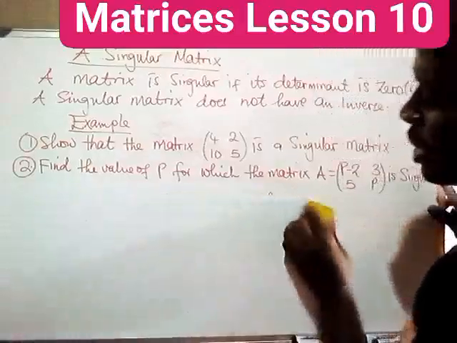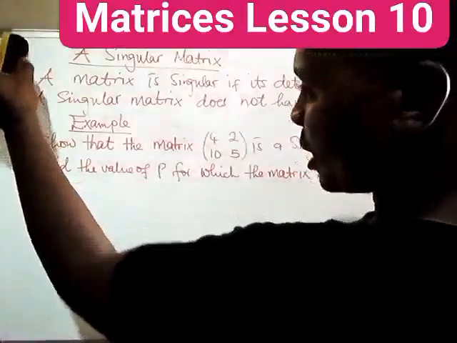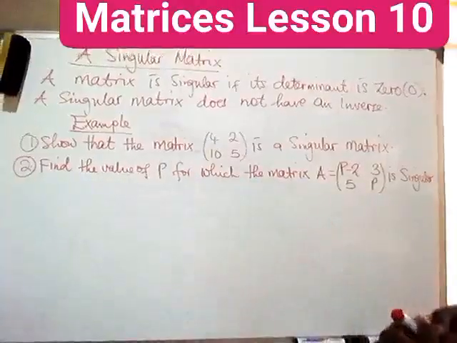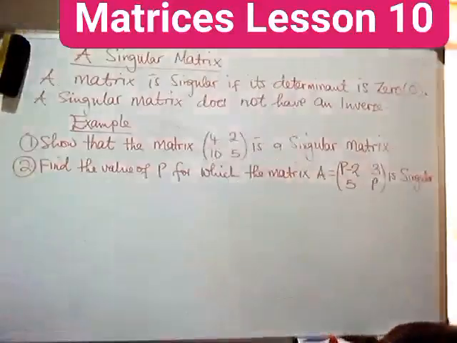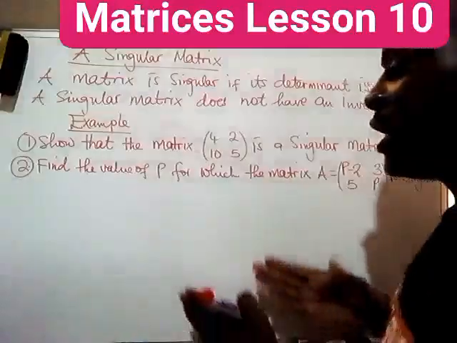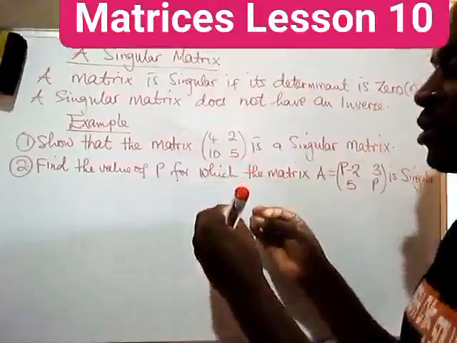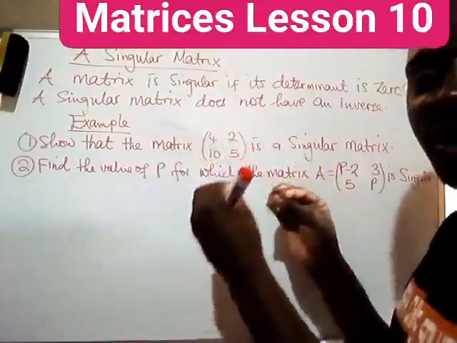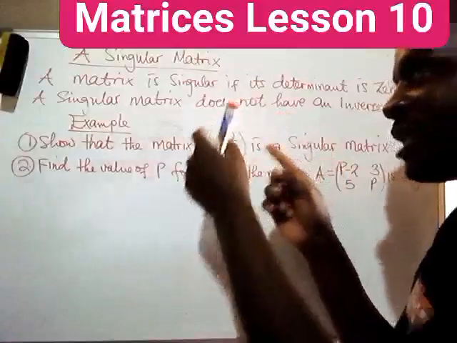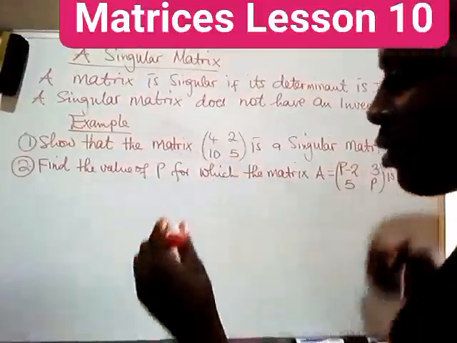Now, we have questions here. Question number 1 says, show that this matrix is a singular matrix. If you are showing this one as a singular matrix, meaning you are finding the determinant, you are proving that the determinant of this matrix is equal to 0.